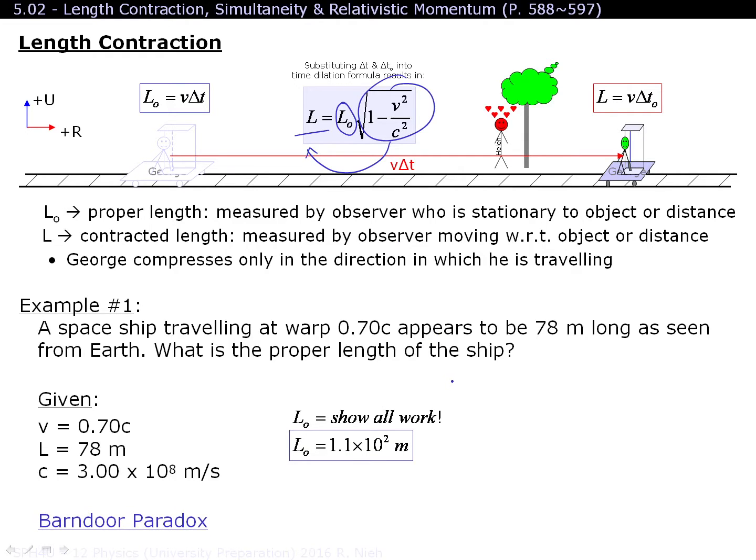Here's another online video describing this really interesting thing called the barn door paradox. How do you get a crazy long ladder into a relatively tiny little barn?